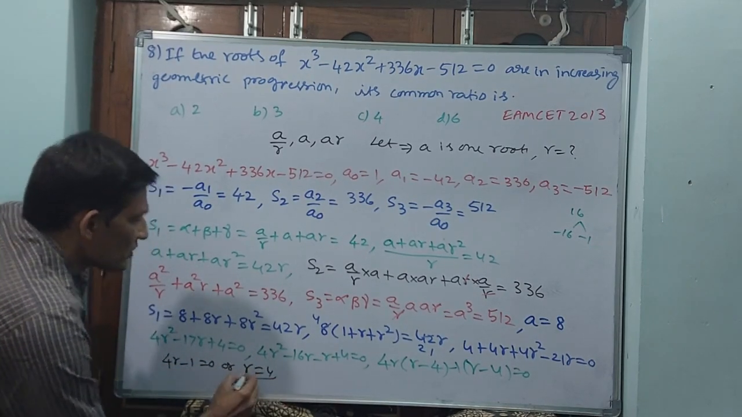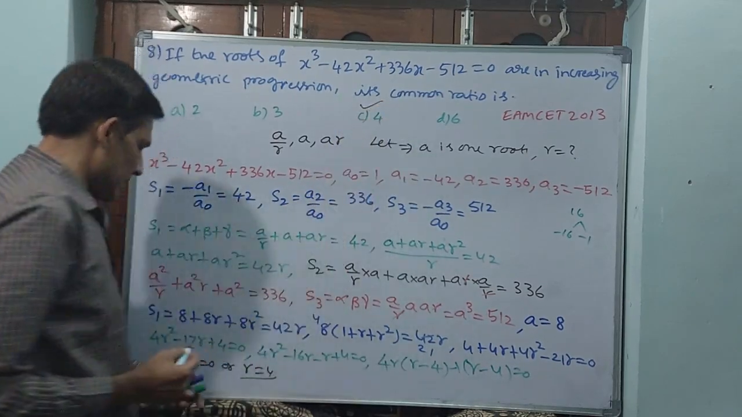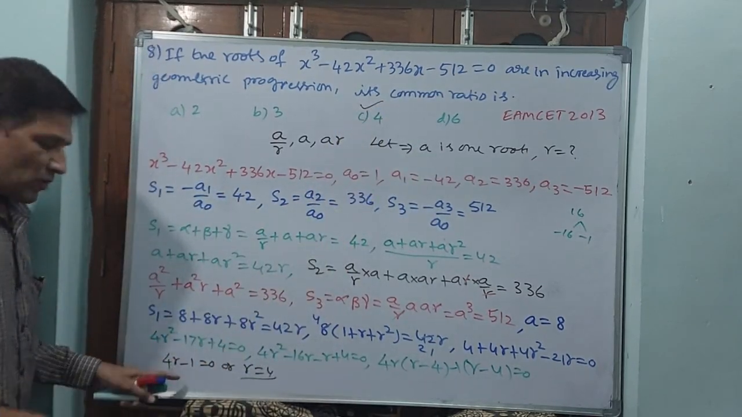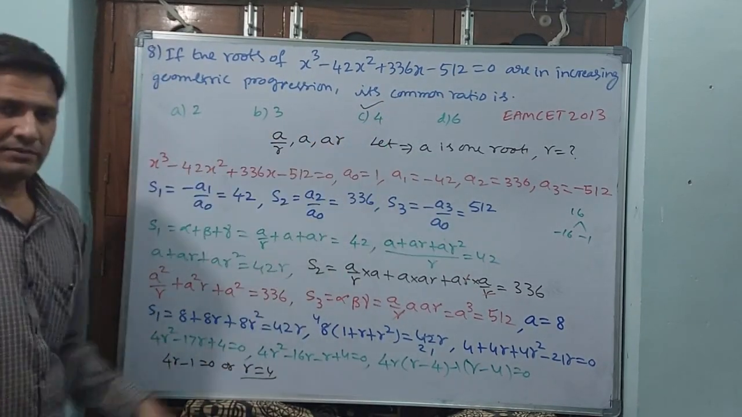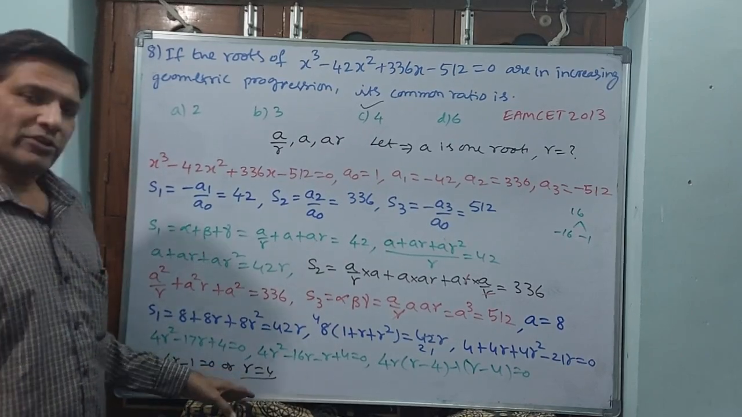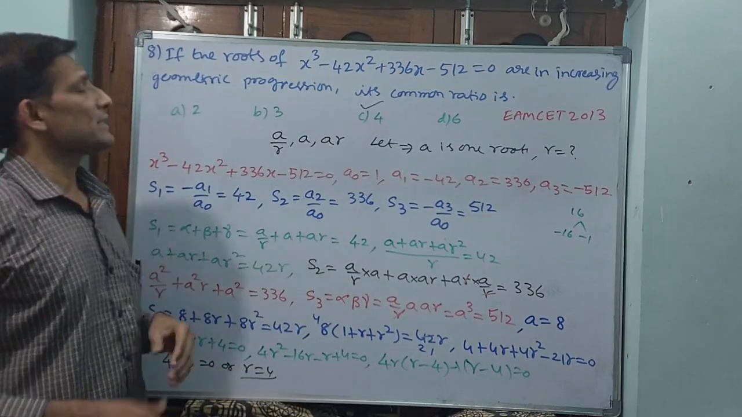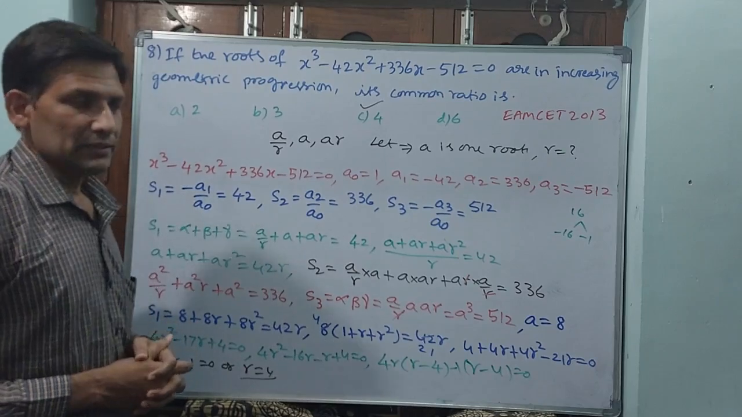R is equal to 4. See, R is equal to 4, directly answer is there. R is equal to 1 by 4 also correct, but 1 by 4 is not there. Okay, any one answer, if you get, then you can put. R is equal to 4 is your answer. Let us go for next question.